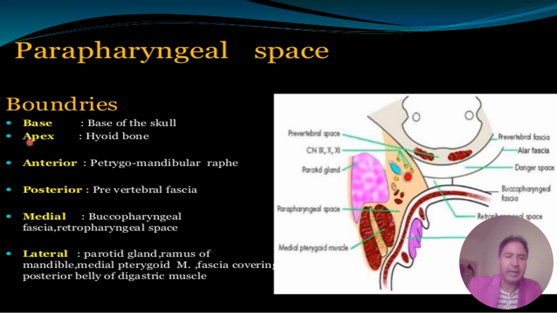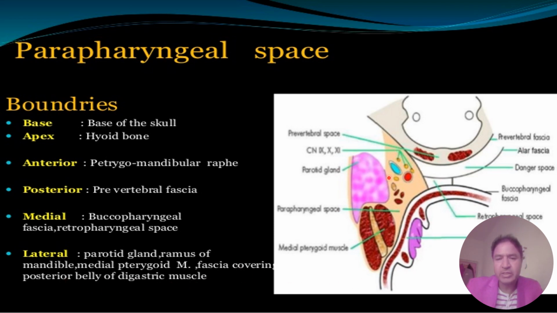Its base is on the base of skull and its apex is on the hyoid bone. It is an inverted pyramidal space. Anterior is the pterygomandibular raphe, posterior is the prevertebral fascia, medial is the buccopharyngeal fascia and retropharyngeal fascia. Then lateral are the parotid gland, ramus of mandible, medial pterygoid, and the fascia covering the posterior belly of digastric muscle.